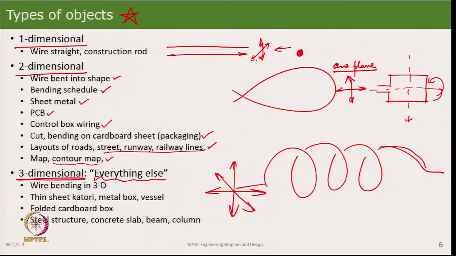And in this case, I do not even need to tell the other 2 dimensions. I say it is a straight length of this length, so many millimeters, of a wire whose diameter is, say, 2 millimeters. That completely specifies this particular object. You need not even make a drawing. But these we have to.